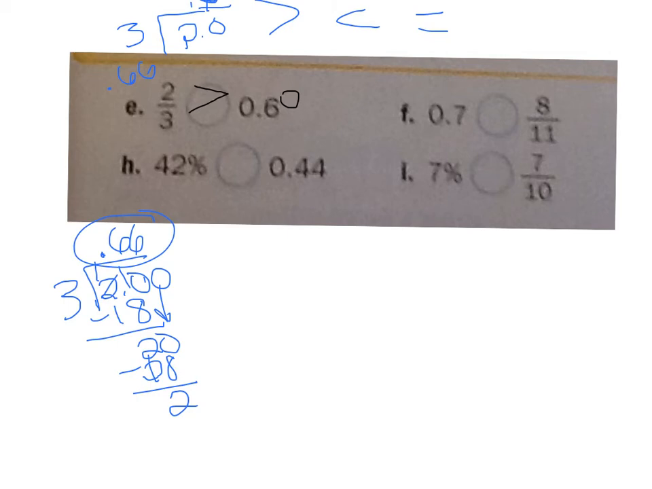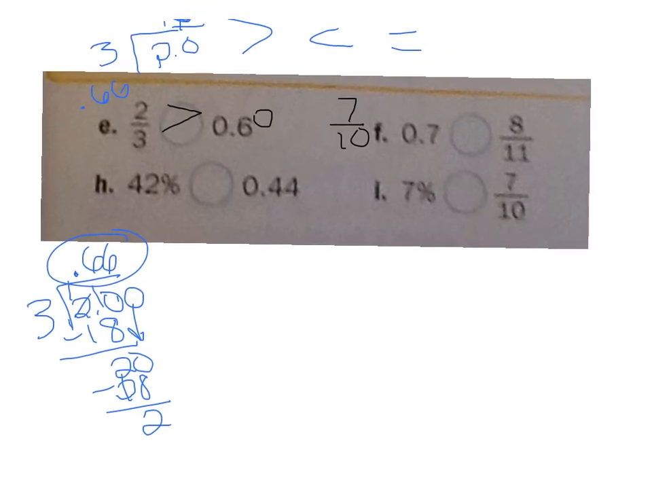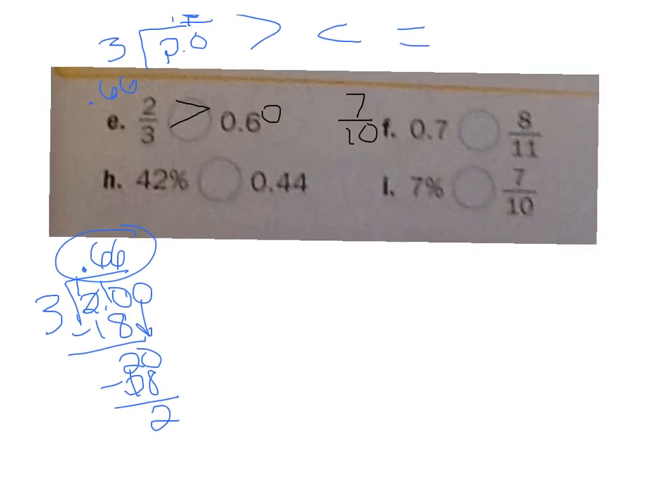Letter F. I want to see which one is greater. I want to compare 7/10 and 8 over 11. I can find the best denominator to compare them, or I can just see that 7/10 is actually going to be less than 8 over 11.